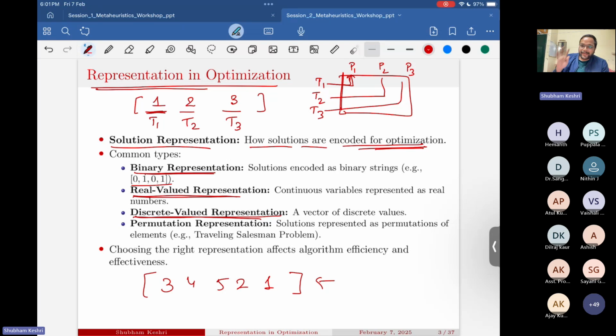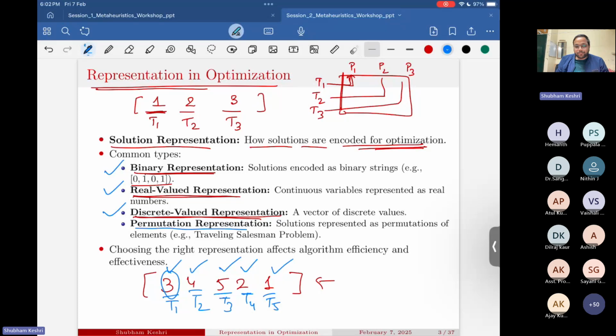So over here you see there are 5 tasks. I'll take another color maybe. This represents task 1, this is task 2, task 3, this is task 4, and this is task 5. Task 1 is assigned to person 3, task 2 is assigned to person 4, task 3 to 5, task 4 to 2, and task 5 to 1. So this is a discrete value representation. Each value in a vector takes discrete values, right? This is a discrete number. It can take 1, 2, 3, 4, or 5. It cannot take 1.5. So we discussed binary representation, real valued representation, and discrete value representation.